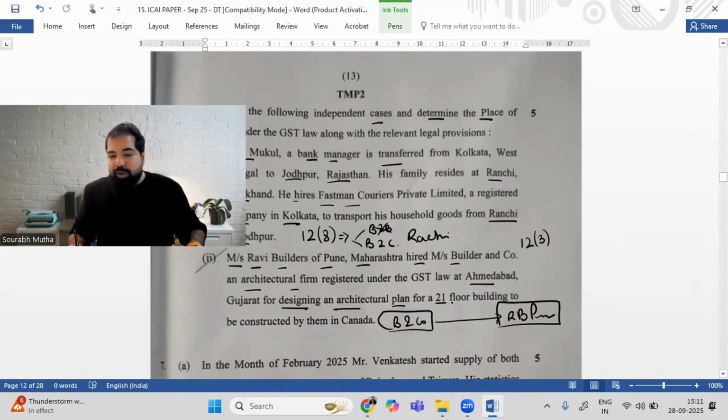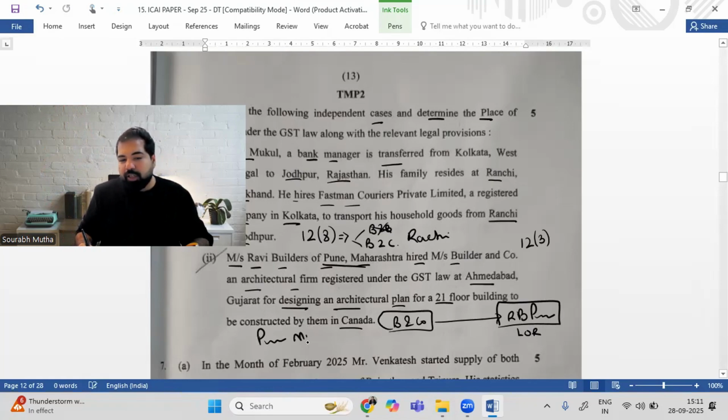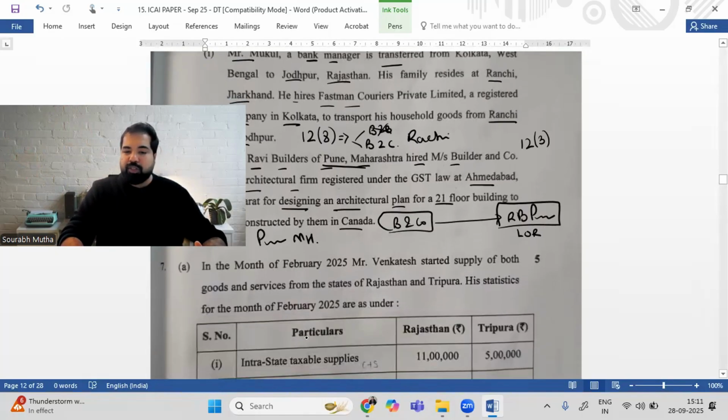But here, guys, it's a 21-story nice big building, but not in India. It is in Canada. Now, when it is abroad and both of these guys are in India, then like a boomerang you throw, it comes back and it goes to the location of the recipient. The location of the recipient is Ahmedabad? No, the location of the recipient is Pune, Maharashtra. So in the second case, Pune, Maharashtra is the place of supply. Remember, if it's abroad, it comes back to you and it is Pune, Maharashtra, which is the place of supply.